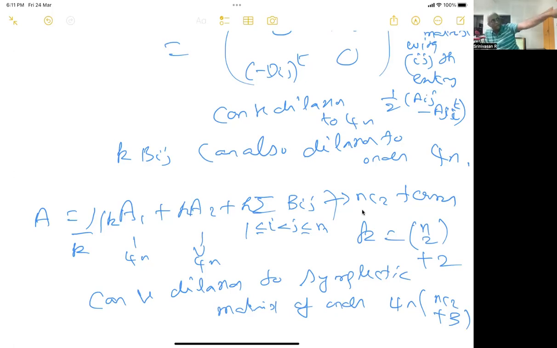And then there are 3 terms there. So nC2 plus 3, times 4n. Each one can be dilated to order 4n. The first one is 8n, so you have to put a 2 there. Next one 4n, each one is 4n, so you have to multiply by k.